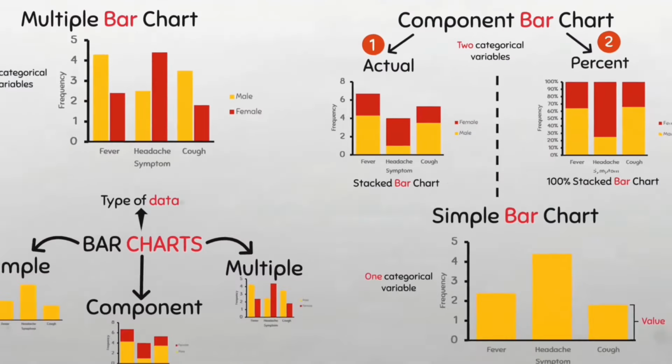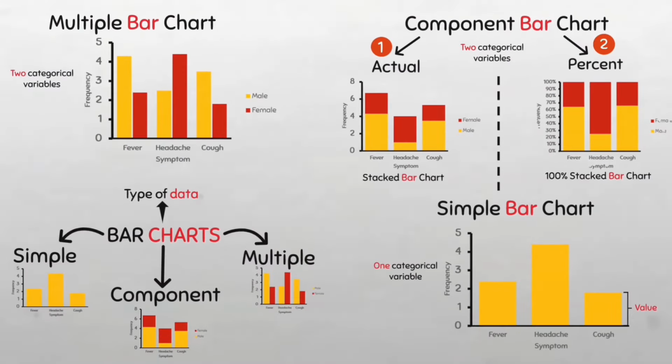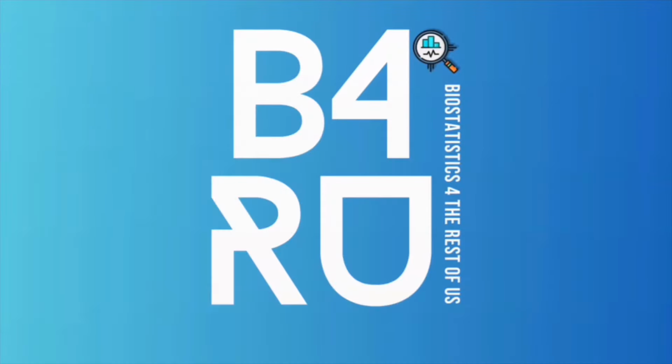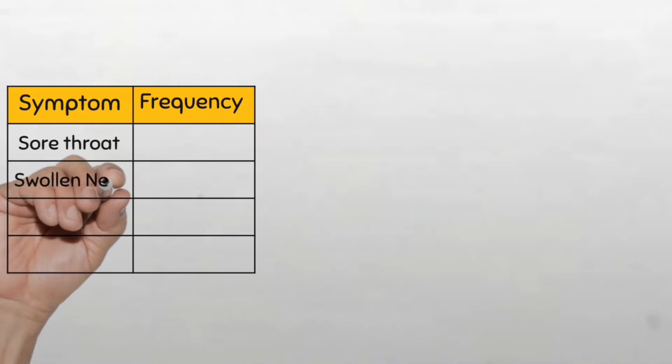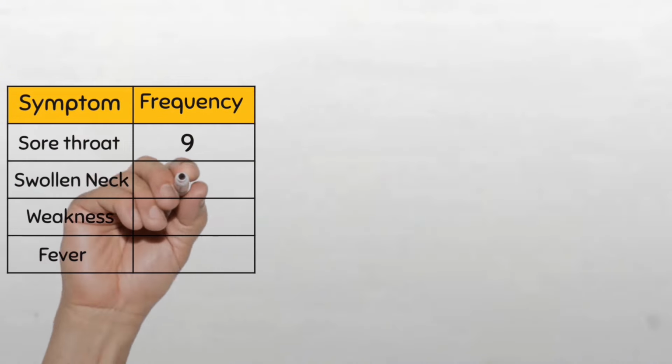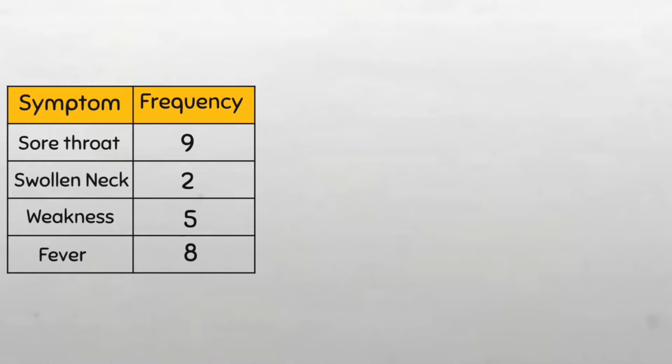Awesome. Now you know the different types of bar charts and the kinds of data to use for each type. How to draw a simple bar graph. This is the data of the distribution of the symptoms of 24 cases of children with diphtheria admitted into the pediatric ward of Ahmadu Bello University Teaching Hospital, Shika, Nigeria.